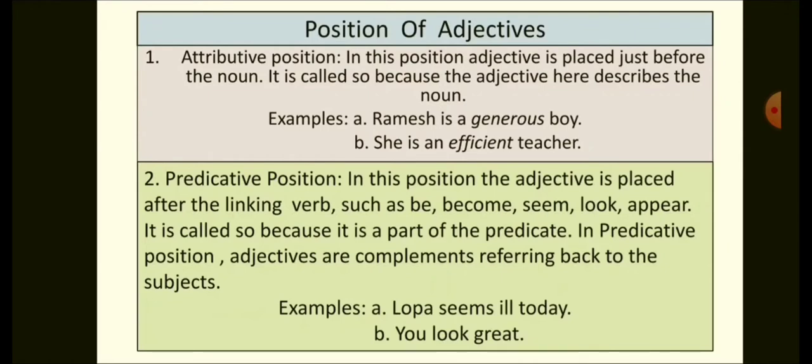Number 2, predicative position. In this position, the adjective is placed after the linking verb such as be, become, seem, look, appear. It is called so because it is a part of predicate. In predicative position, adjectives are complements referring back to the subject. For example, Lopa seems ill today. Here, ill is the predicative position of adjective. You look great. Here, great is also a predicative position of adjective.